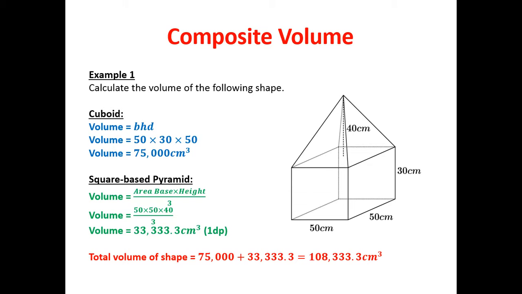So to work out the total volume of this shape, we're going to add up the volume of the cuboid plus the volume of the pyramid. So 75,000 plus 33,333.3, and that gives a total volume of 108,333.3 centimeters cubed.